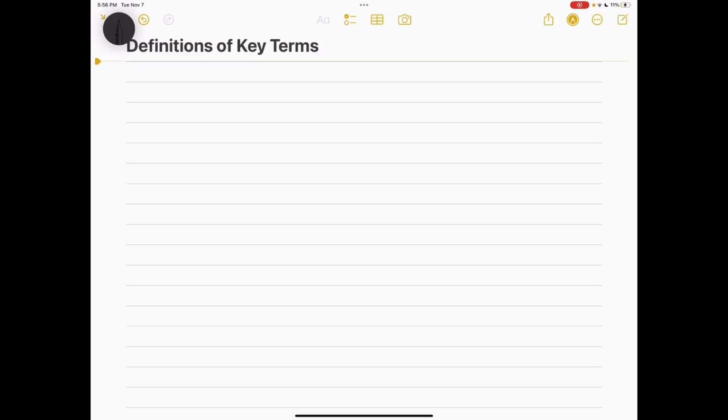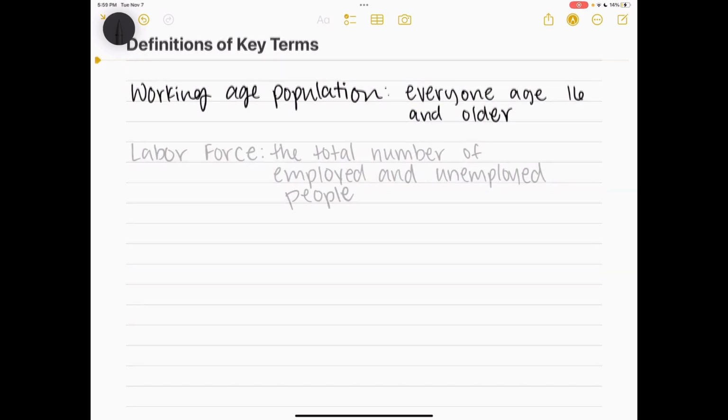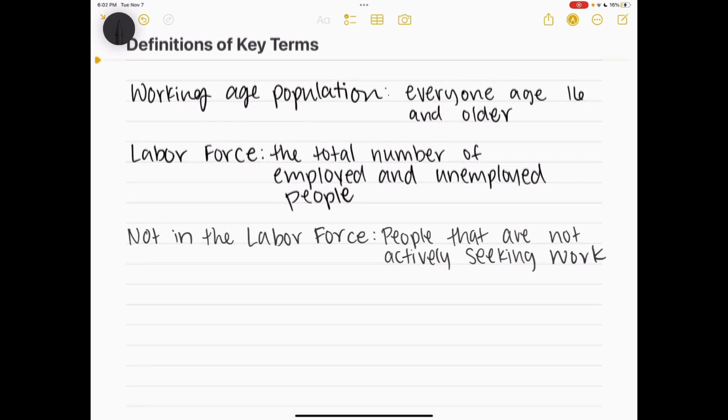Howdy, in this video we will be going over the definitions of key terms for Chapter 9, which is unemployment. So the first term for this chapter is working age population, and this can be defined as everyone age 16 and older. The next term is labor force, which can be defined as the total number of employed and unemployed people. Our third term is not in the labor force, which is defined as people that are not actively seeking work.